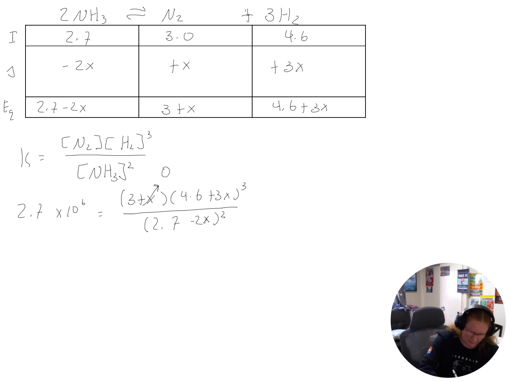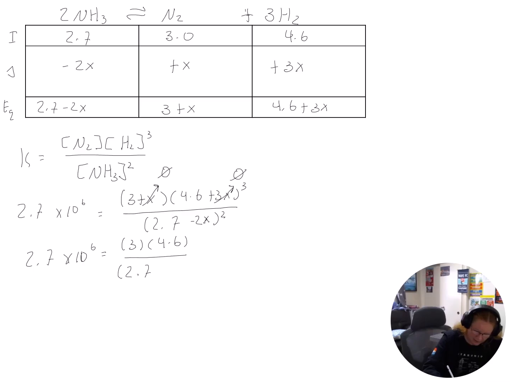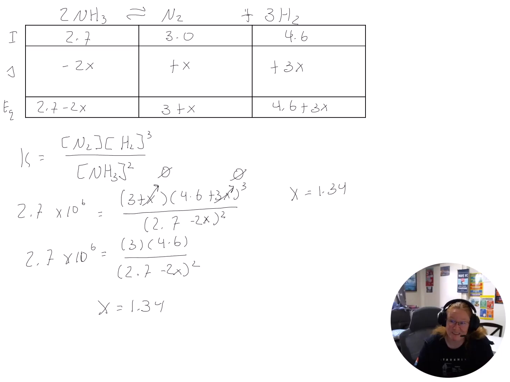We're going to say that this doesn't matter. We're going to say that this doesn't matter. And so we'll get something that looks like this. 2.7 times 10 to the 6th is equal to 3 times 4.6 over 2.7 minus 2x squared. When you do all the algebra, x equals 1.34. When I ran this mess on my crazy calculator up here, I got x is equal to 1.34. So it works. All right.